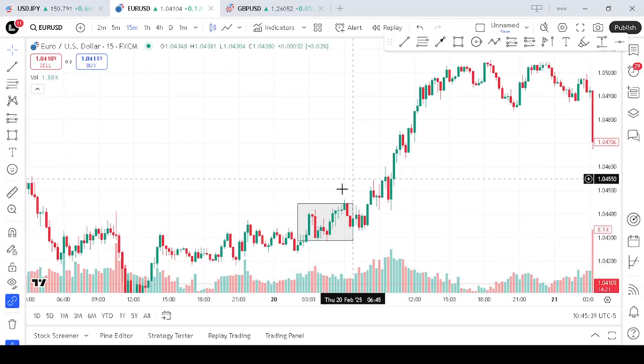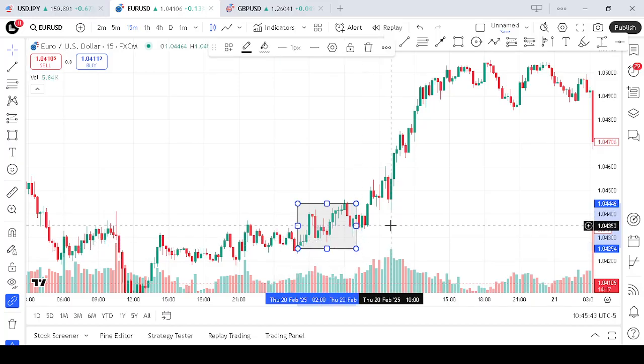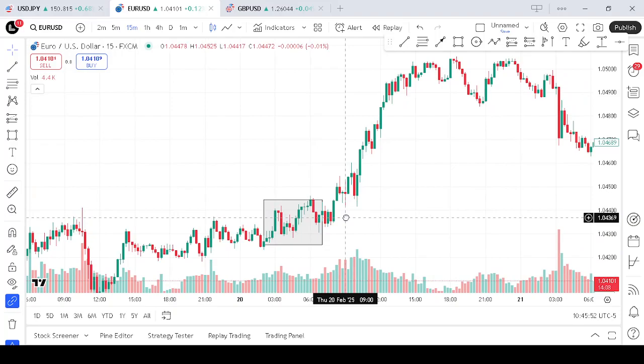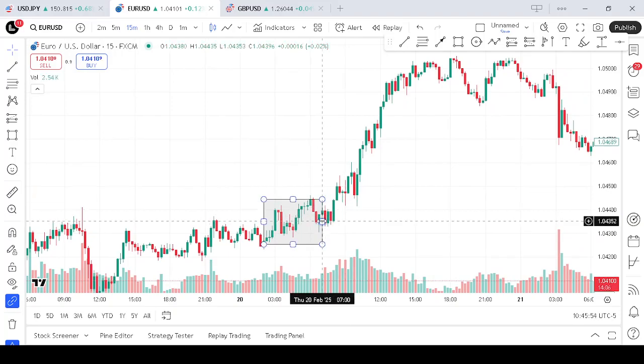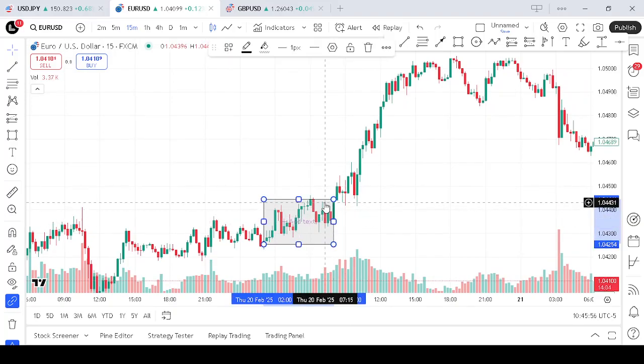This is the 15 minutes and this is what we are going to use as an example. In the chart we mark the high and low of the opening range of the first 30 minutes of trading. We mark out the range of the first 15 minutes of trading. This is the area.